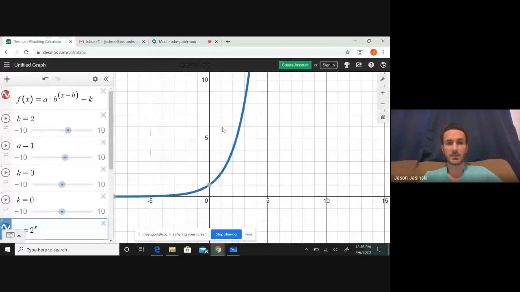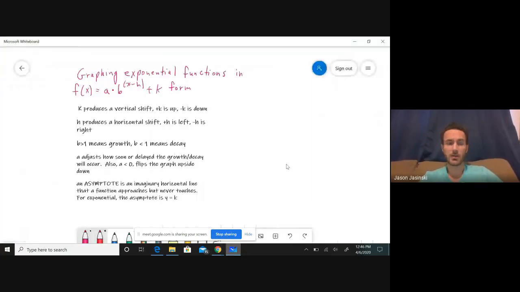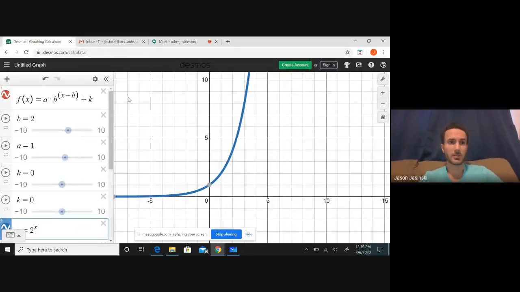Hello everyone. Today's lesson is on graphing exponential functions in the form f of x equals a times b to the x minus h power plus k. Some of the topics we're going to go over today is how to shift and transform the functions. So we're going to address some of these notes in a little bit. Then I'm going to show you how to graph them using a table of values. This lesson will be supplemented by desmos.com.